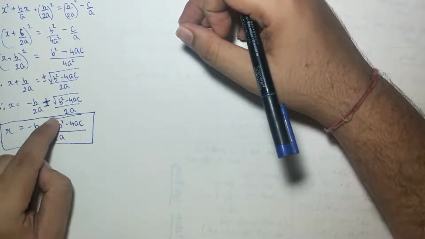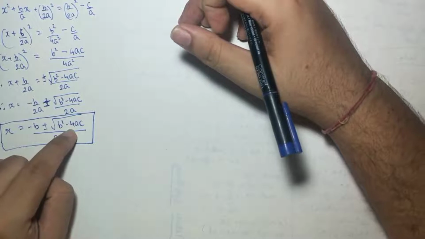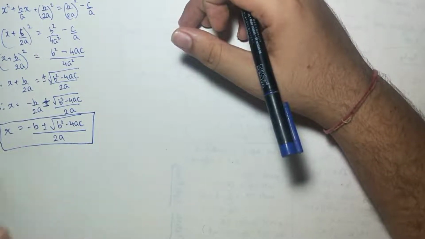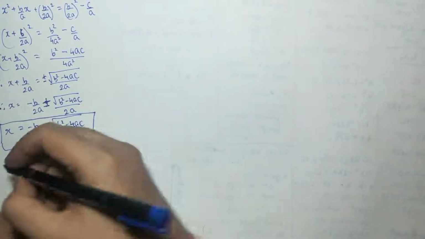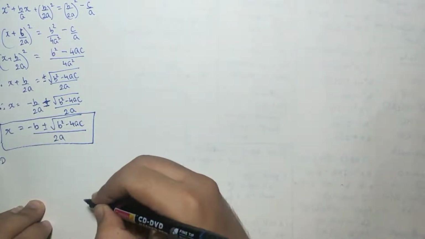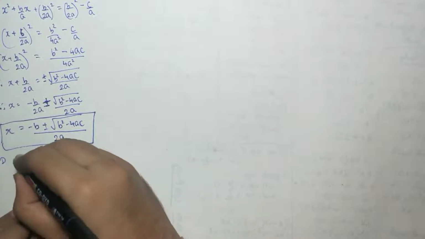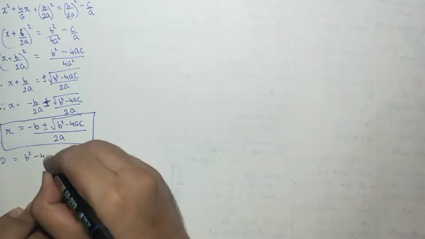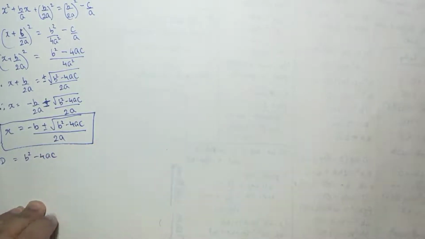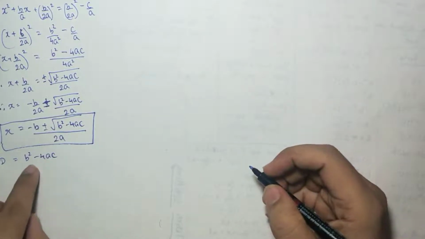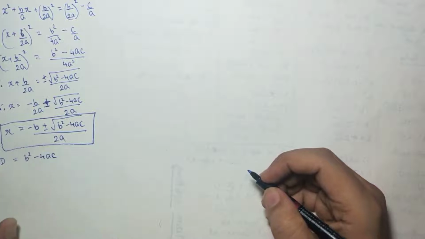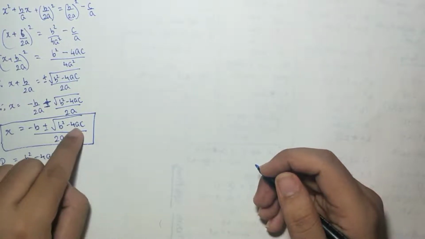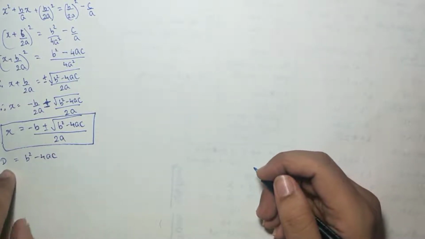This value under root b square minus 4ac, this value b square minus 4ac is known as the discriminant. It is denoted by capital D. So D is b square minus 4ac. You can write D also over here. So if I want to find under root b square minus 4ac, that means we have to find under root of D. This b square minus 4ac is known as the discriminant.